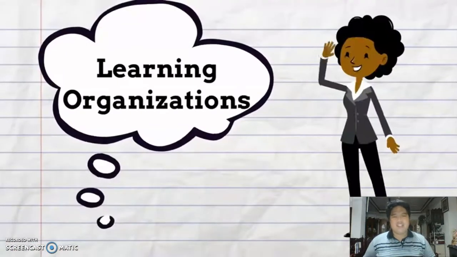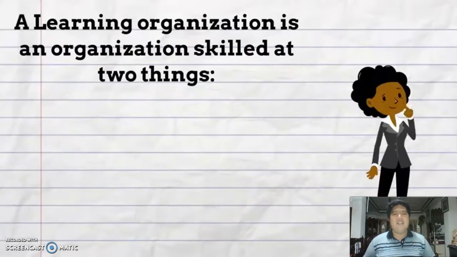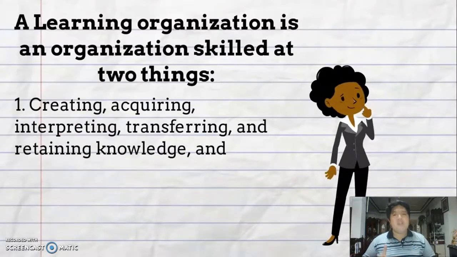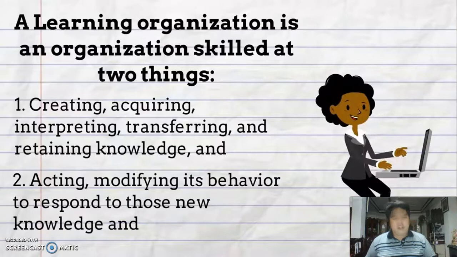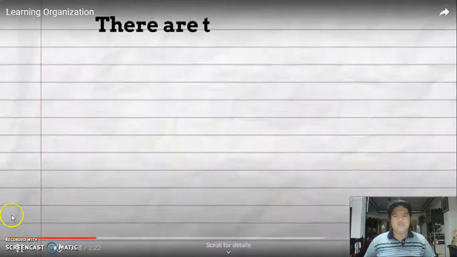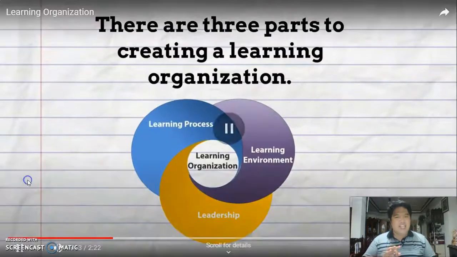Learning organizations. A learning organization is an organization skilled at two things. Number one, creating, acquiring, interpreting, transferring, and retaining knowledge. And number two, acting, modifying its behavior to respond to those new knowledge and insights. There are three parts to creating a learning organization, and that is learning process, learning environment, and leadership itself. That comprises learning organization.